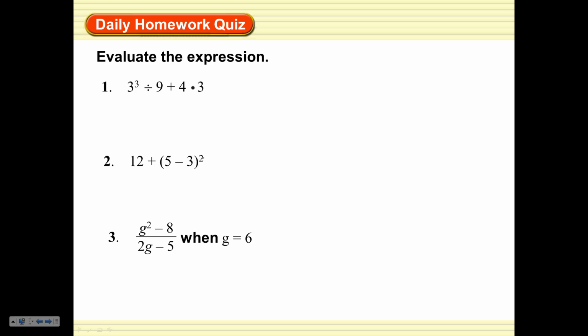Okay, make sure you look at the parentheses and the exponent on the outside, and you know what to do. Follow PEMDAS. If you need to have it at the top of this page, there you go. Parentheses first, exponents, multiplication, division, addition, subtraction.